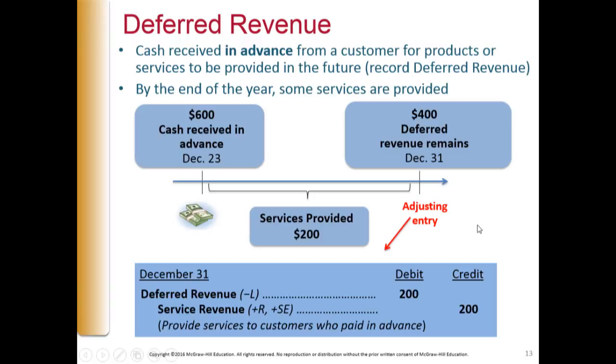So to show that, we would debit deferred revenue, and remember, deferred revenue is a liability account, so to decrease that liability, we're going to debit it. We're going to change that deferred revenue that's unearned into service revenue that is earned. So the $200 we've earned, we're taking out of the liability and we're putting it into that revenue account.